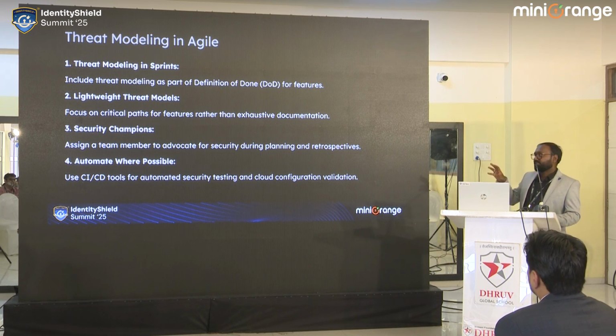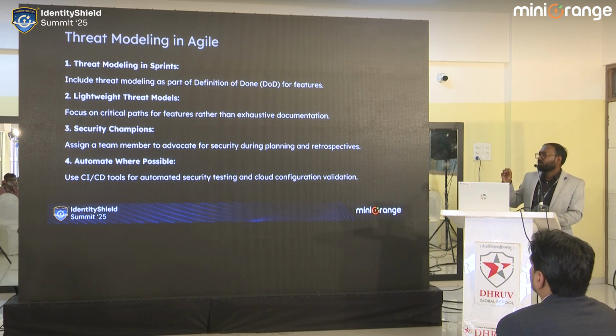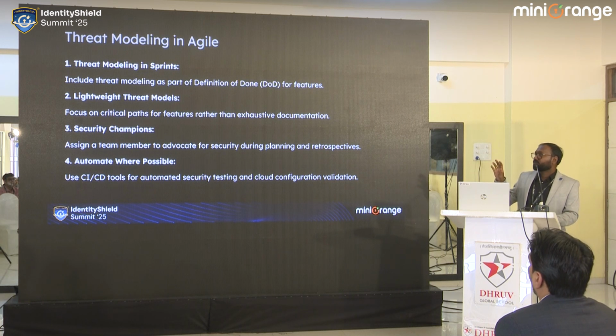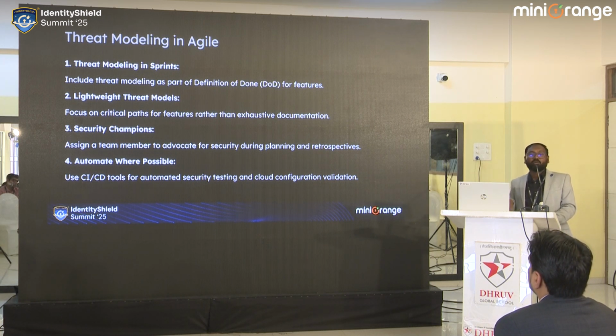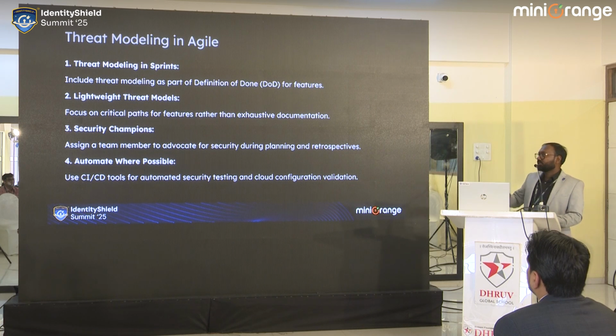So it's a team that will be helping to advocate for security during planning. This team is going to focus specifically on the security aspects. They don't care about whether your release goes or not. They care that it should be secure. So that's their important job.